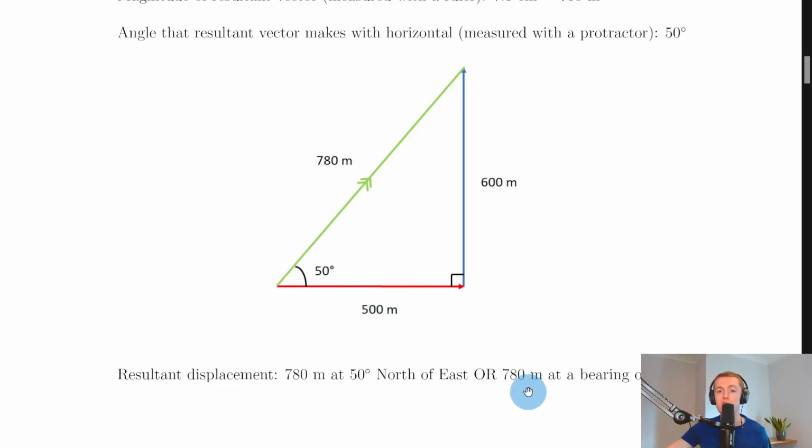Or if you wanted to use bearings instead, you can define your bearings from north, 0, 0, 0, remember. So if I go to my starting point and I have 0, 0, 0 here, then I want to just move round until I get to the resultant vector. So from 0, 0, 0 here round to here, if that is 50 degrees in there, then this must be 40 degrees in here. So I'm going from 0, 0, 0 round to 0, 40, which is going to be my bearing. So I could define my resultant displacement as 780 meters at a bearing of 0, 40.